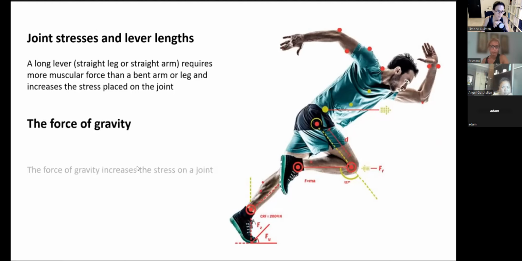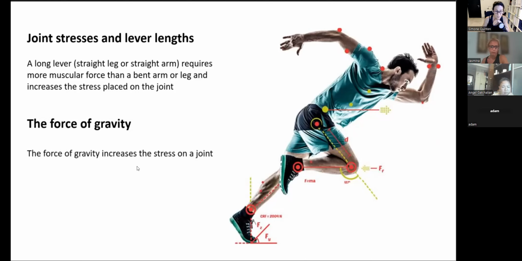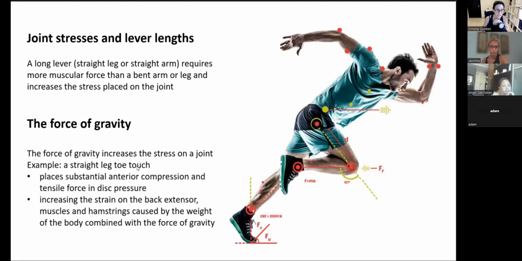And then the force of gravity and the increase of stress on the joint, I think that is exactly what I just said. When you do a standing straight toe touch, your body weight and the gravity are down, so the floor is down. When you go down, it puts a lot of pressure on your lower back. Sometimes it has nothing to do with a short hamstring when you can't touch your toes; sometimes it's just a problem in your disc.